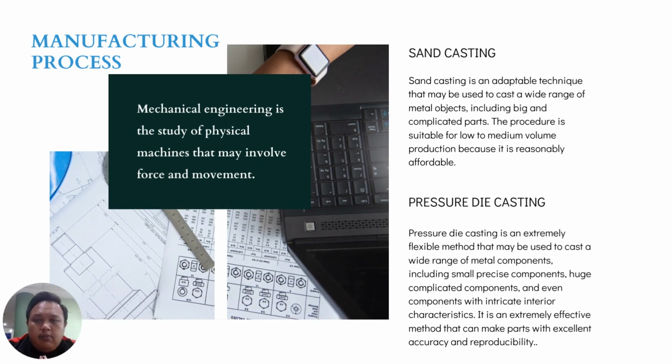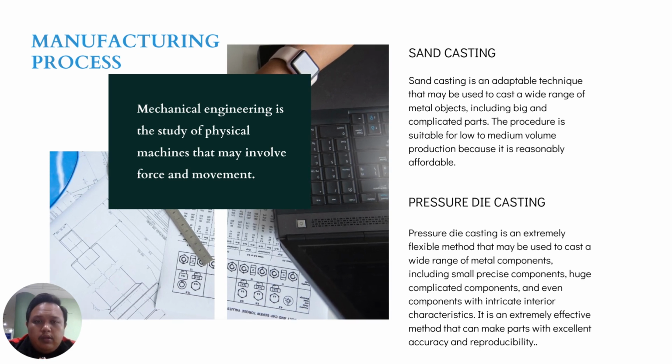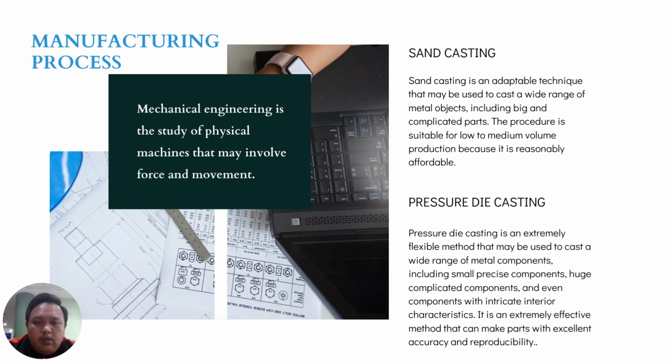As for the manufacturing process, there are two processes that might be used to create an engine block. The first process is sand casting, an adaptable technique that may be used to cast a wide range of metal objects, including big and complicated parts. The procedure is suitable for low to medium volume production because it is reasonably affordable.